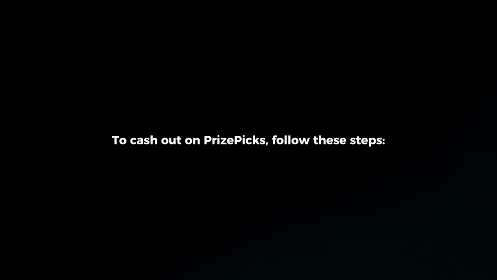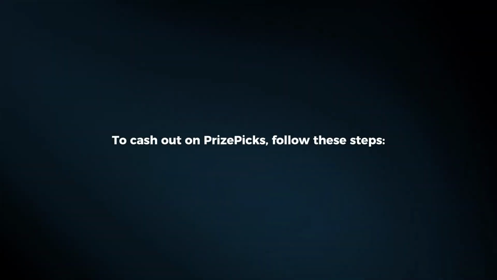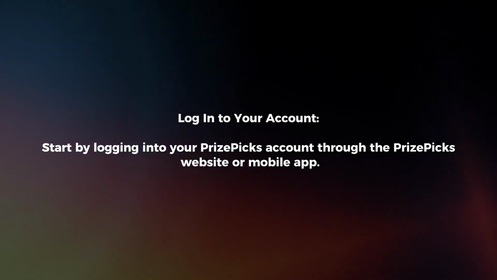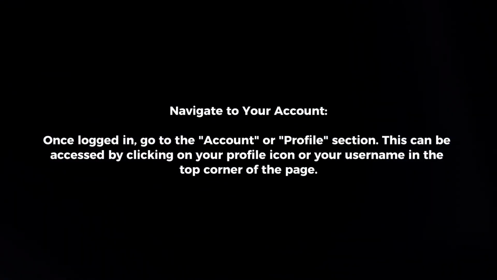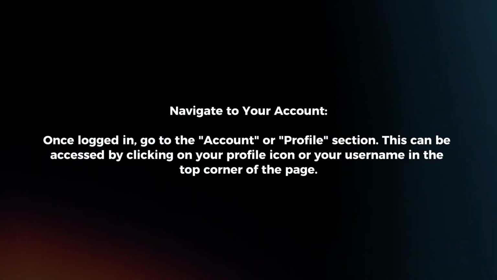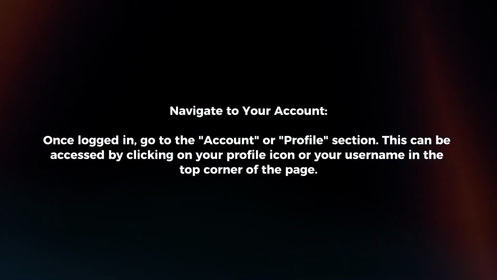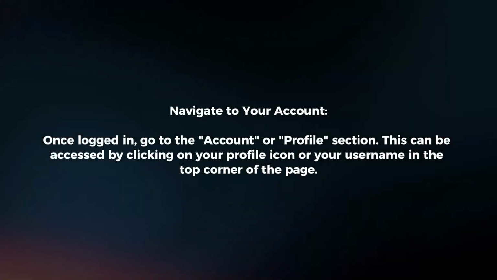To cash out on PrizePicks, follow these steps. Log into your account. Start by logging into your PrizePicks account through the PrizePicks website or mobile app. Navigate to your account. Once logged in, go to the account or profile section. This can be accessed by clicking on your profile icon or your username in the top corner of the page.